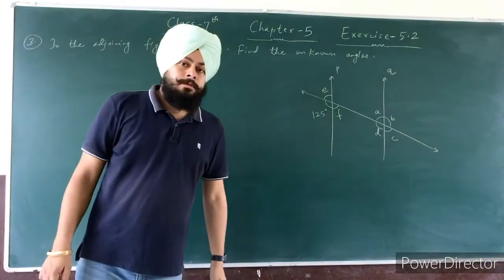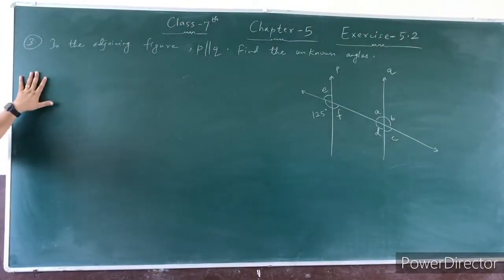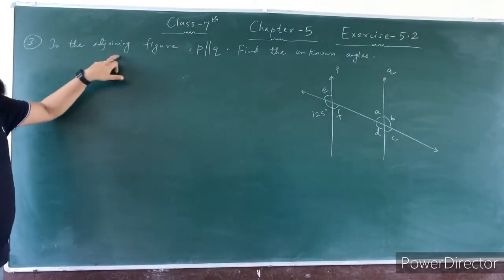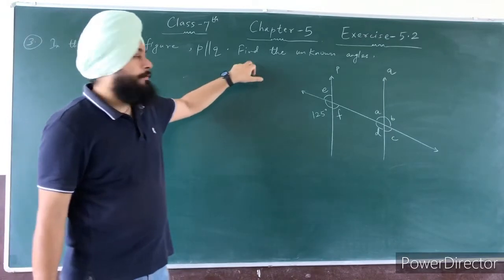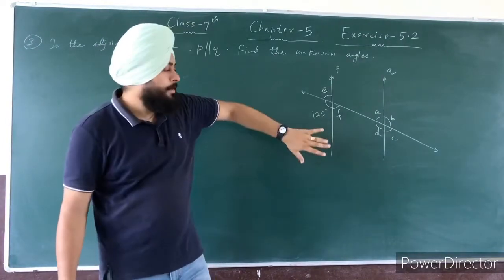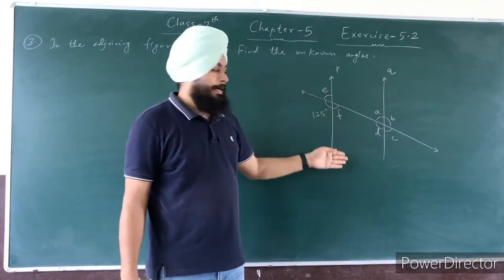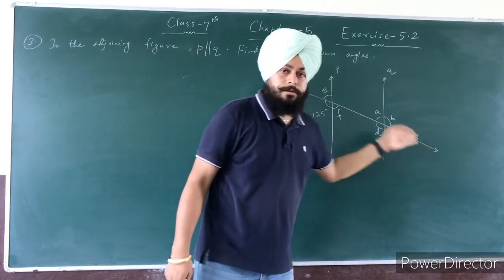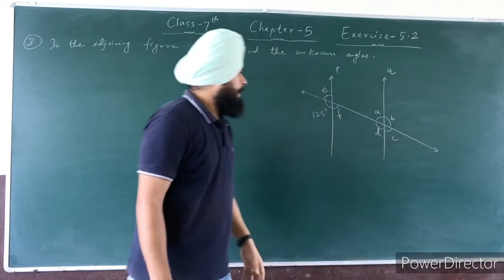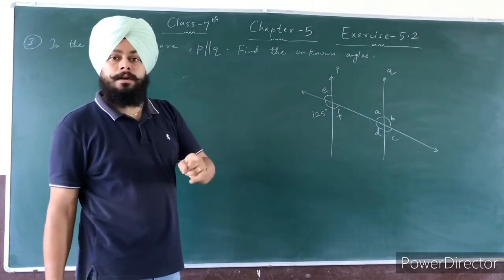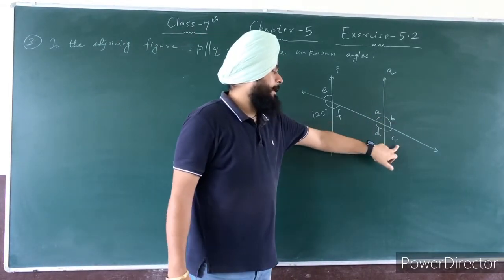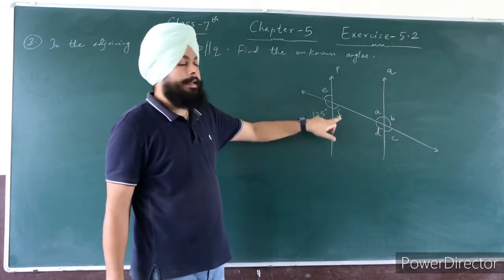Good morning, students. The next question is number 3 of exercise 5.2. In the adjoining figure, P is parallel to Q. Find the unknown angles. You can see the figure is given here, and this P is parallel to Q, and this is a transversal. So we have to find the unknown angles. There are a total of 6 unknown angles: angle A, angle B, C, D, angle E, and angle F.